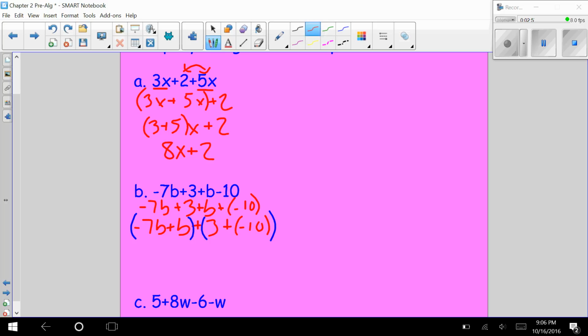So we're going to distribute in reverse here quick. Negative 7b and b have a b in common, so I'm going to take that out. In my parentheses, I'll put the coefficients. The first one has a negative 7, plus the second one doesn't have anything, which means it's an invisible 1. Plus, well, 3 plus negative 10, we know that is negative 7. Negative 7 plus 1 is negative 6b plus negative 7. Now it's important at this point, you can either write it the way I have right here, or you can change the plus and negative back into a minus. Those are both correct and acceptable answers.